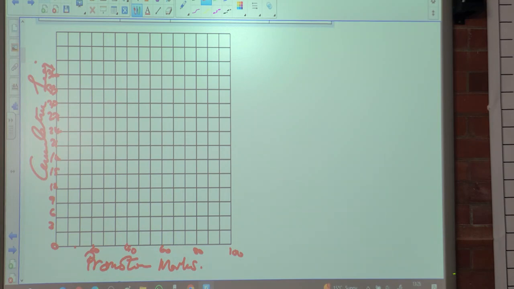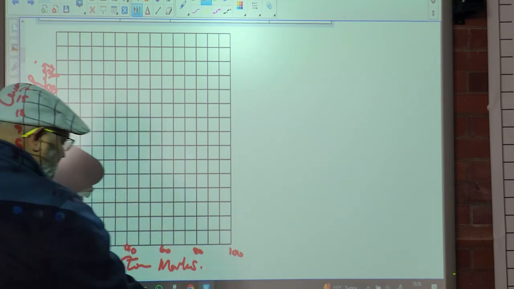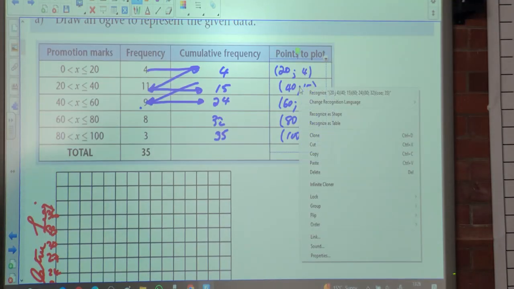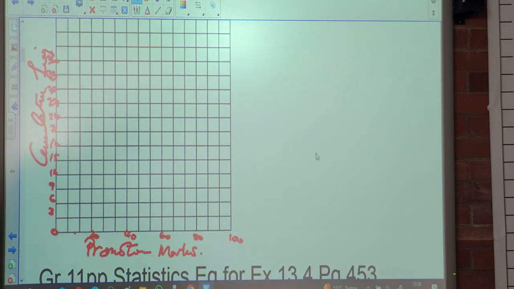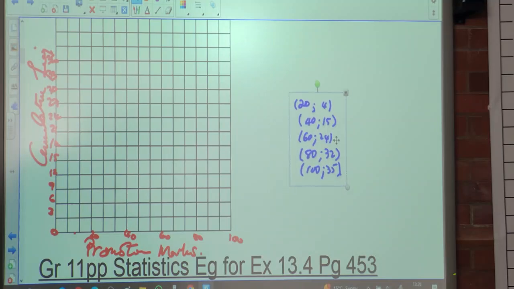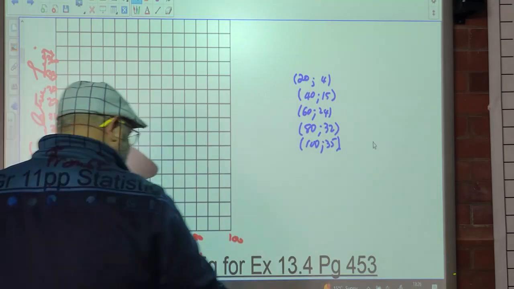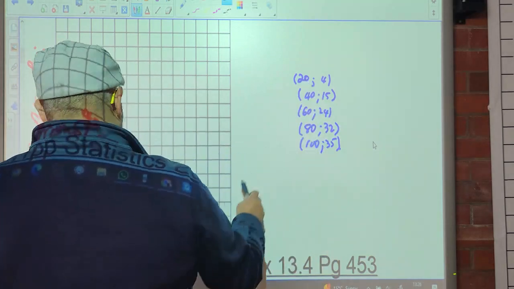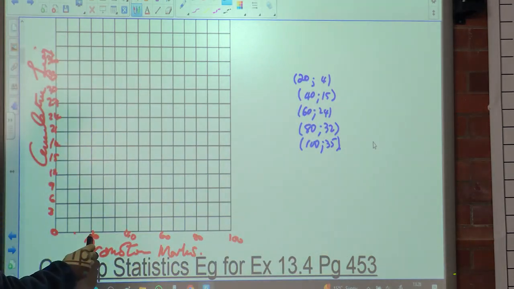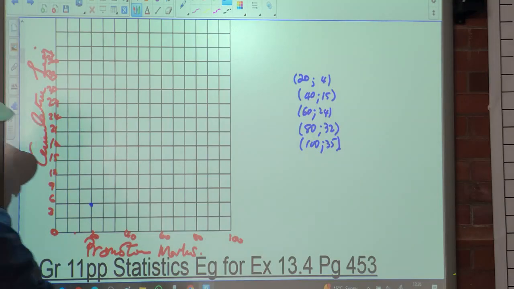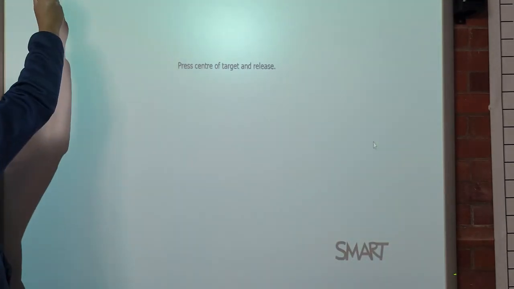Okay. You guys understand? So remember what was the points that we asked you to plot? I'm just going to copy this here. This is what was asked to plot. Okay, so on your X we have 20. So these are 20 and 4. Now this is 3 here. 4 is just above that. I'm going to realign this here quickly.